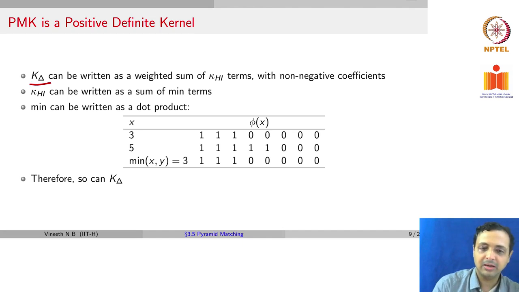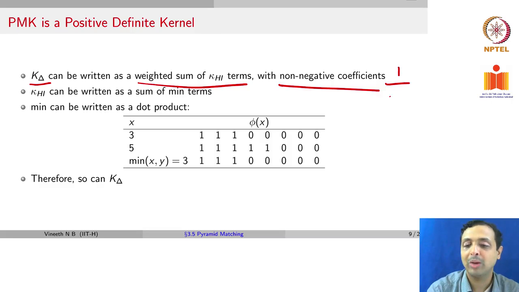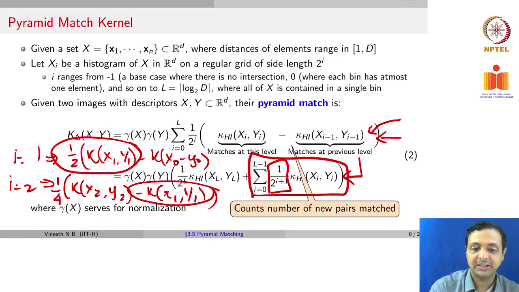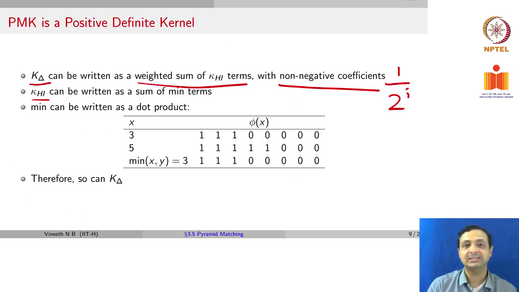Recall now that k delta is written as a weighted sum of kappa hi terms with non-negative coefficients. What are those non-negative coefficients? 1 by 2 power i. Those are non-negative coefficients, and then you have a weighted sum of different kappa hi terms. This is what k delta is. If you look at either of these equations, it's simply a weighted sum of kappa hi's. And we also know that each of these kappa hi's, which is your histogram intersection, is simply a min of values in each bin. So it's a summation of min terms.